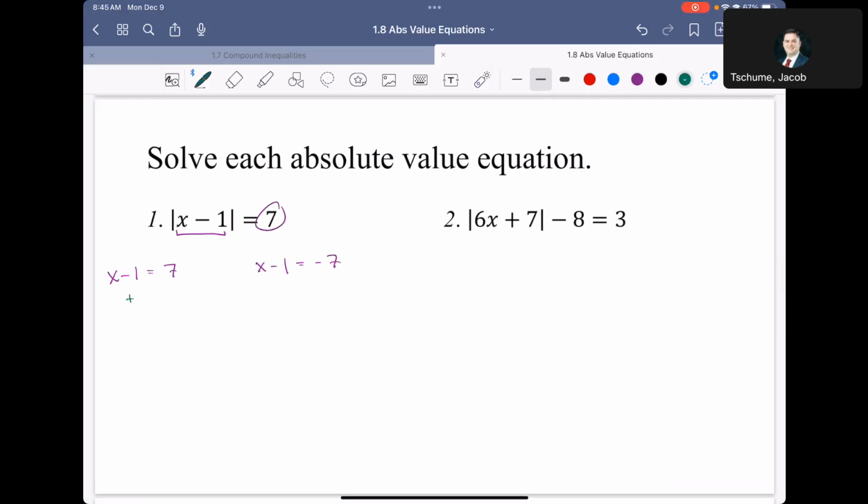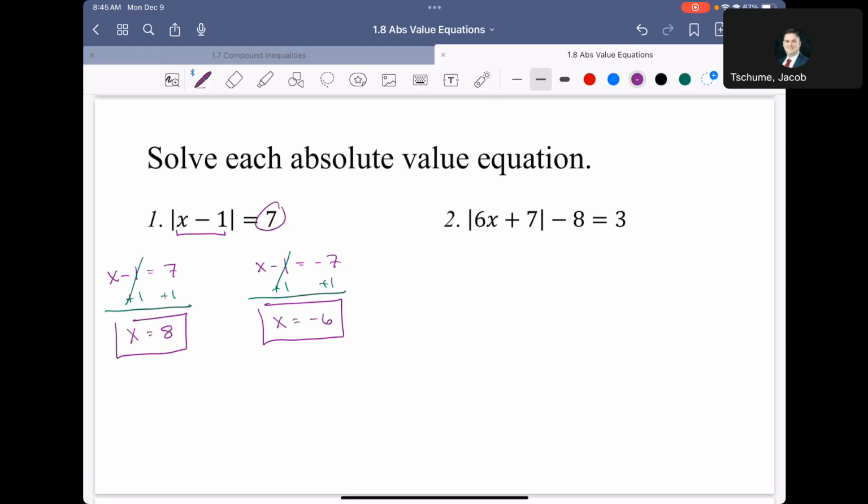So on both of these, we are going to add 1 to both sides of the equation. That's going to be the nice thing today, is a lot of commonality. And so you end up with x equals 7 plus 1, which is 8. That's one answer. And on the second one, negative 7 plus 1 is negative 6. And that's it. That's how you will solve an absolute value equation. But like I said, you'll only do it if it is an absolute value equals a positive number.